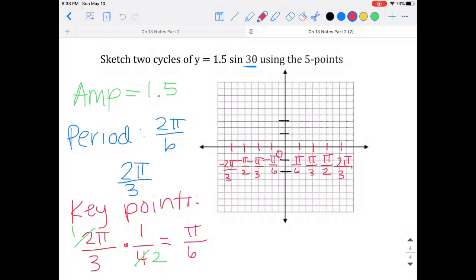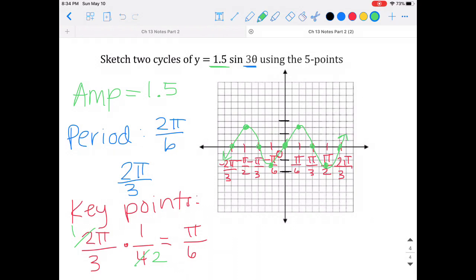So once we have everything labeled, we can sketch our graph. We're starting at the origin, 0, 0. Because our a value is positive, we're using the pattern 0, max, 0, min, 0. So our max at pi over 6, remember, is at 1.5. So I'm going right in between 1 and 2. And then we go back to 0, then down to our min, which is negative 1.5, and back to 0. So the right side of our graph looks like this. Follow the same pattern to sketch the left side of our graph. So we go down to the minimum, back to 0, up to the maximum, and back to 0. And the left side of our graph looks something like this.